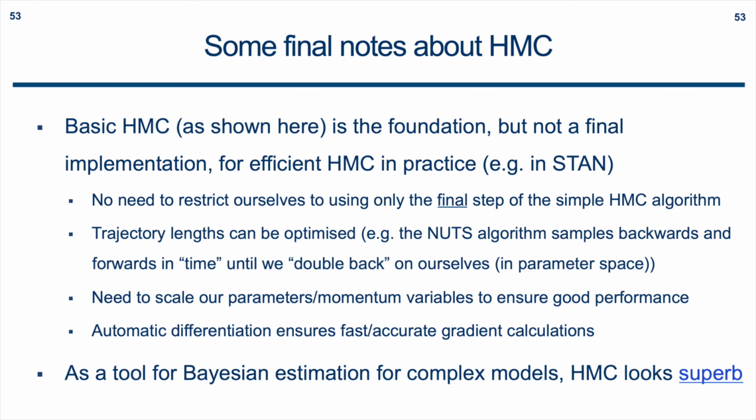These trajectory lengths can be optimized, so that a no-U-turn sampler goes backwards and forwards to make sure we're doing a good job of exploring, but that we're not doubling back on ourselves and wasting additional computing time. We need to think about whether we should scale our parameters and the momentum variables to ensure good performance. Also, one of the things I've not discussed a lot here is the calculation of the gradients, but good software will use automatic differentiation to ensure both fast and accurate calculations of those gradients.